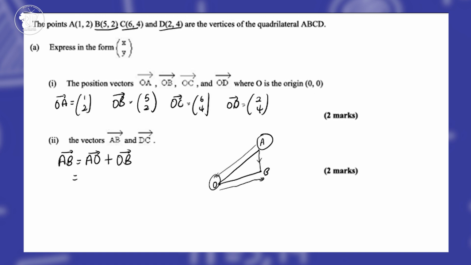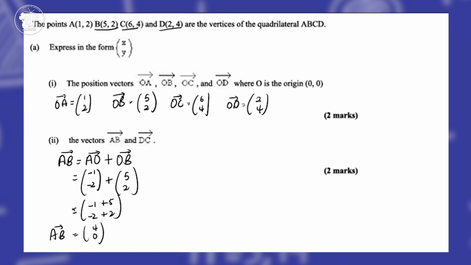So let's use the vectors that we are given now. I want to use AO. OA is (1, 2), but I don't want OA, I want AO, the opposite of this. So instead of (1, 2), this will be (-1, -2), plus the vector OB, which is (5, 2). I add this together: negative 1 plus 5 and negative 2 plus 2. Hence the vector AB is (4, 0).